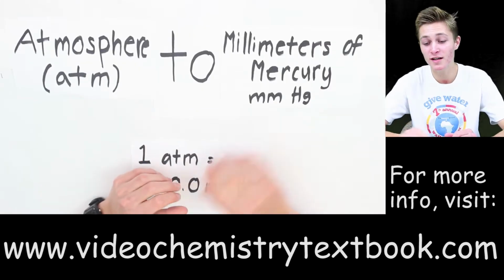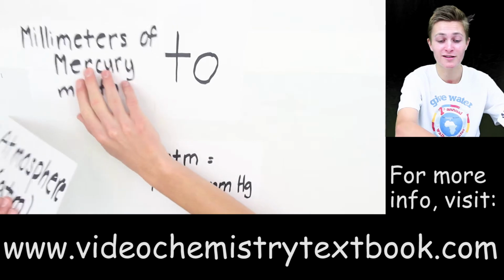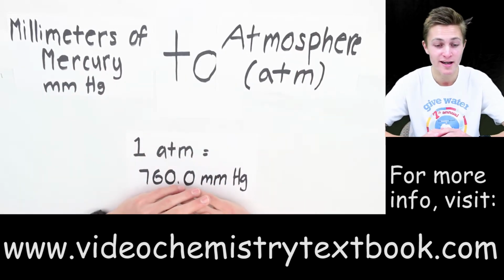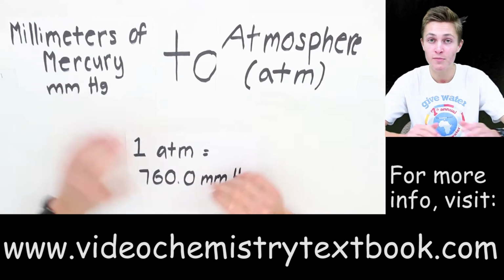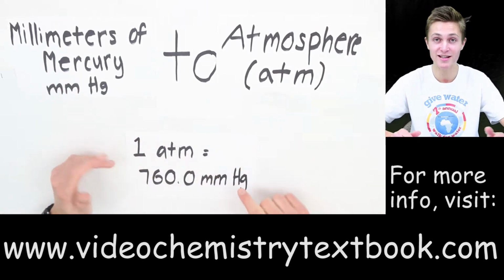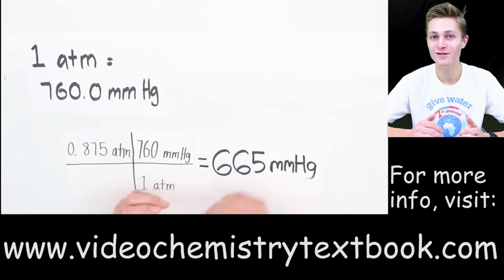Okay, so if you wanted to convert from millimeters of mercury to ATM, you would use the same conversion factor. Say you started out with millimeters of mercury, you would just divide by 760 using the conversion factor. Let's look at another example.